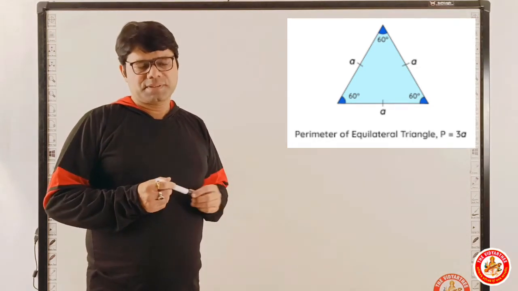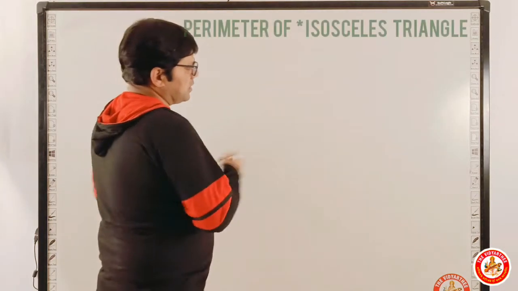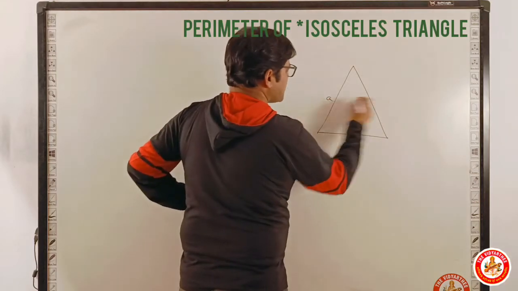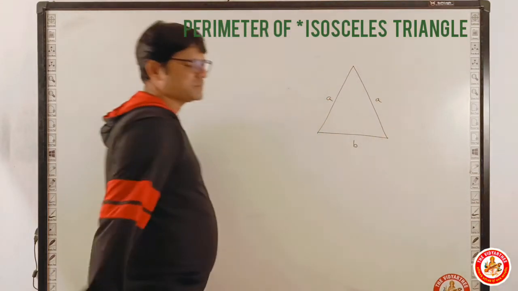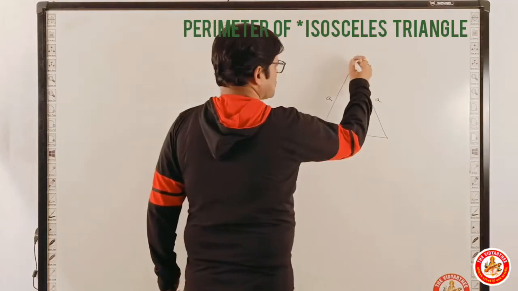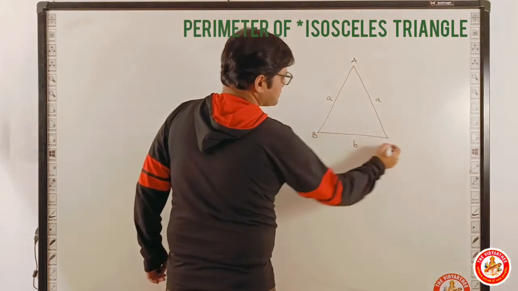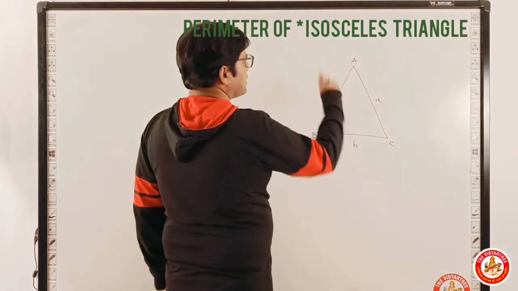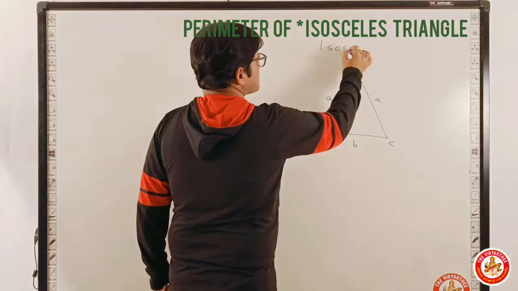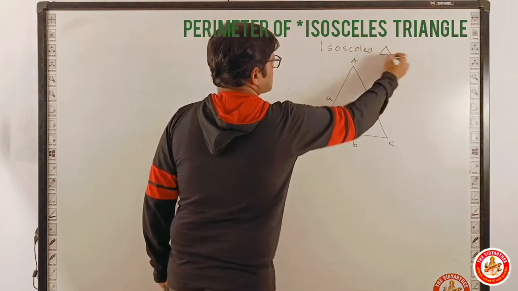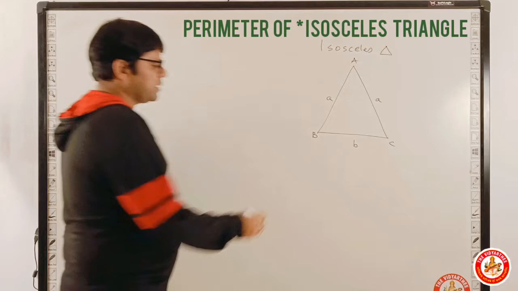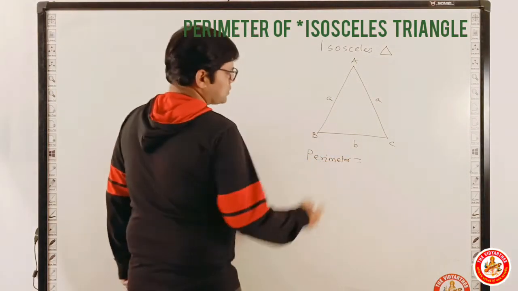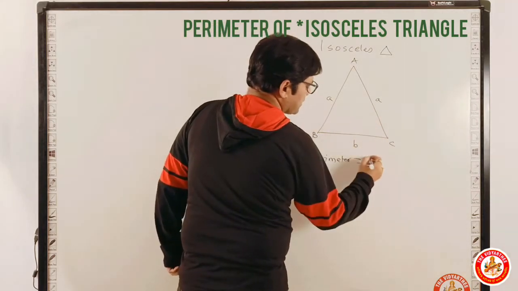This is very simple. If you have a triangle where you have two sides equal, and the third side is not equal to the other two sides, say in this triangle ABC, these two sides are equal. So this is called an isosceles triangle. So if this is an isosceles triangle, the perimeter in such a case will be equal to 2A plus B.